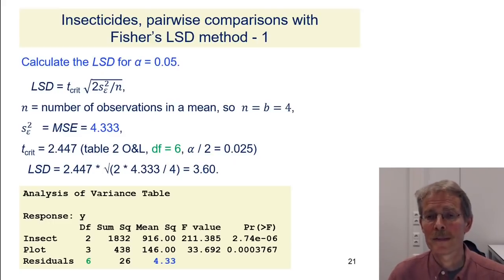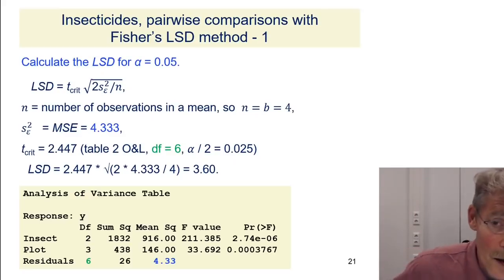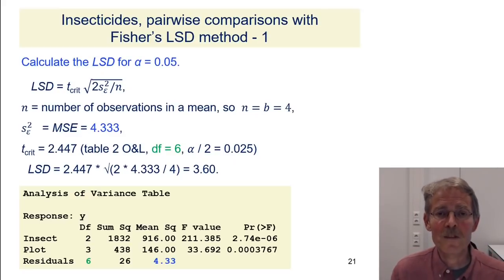Remember, that is the yardstick basically that you have to exceed for two means to be different. So if the LSD fits in between two means, they are significantly different. What did the LSD look like? It was a critical value from a t-distribution times the square root of 2 times the estimator of the error variance over n.